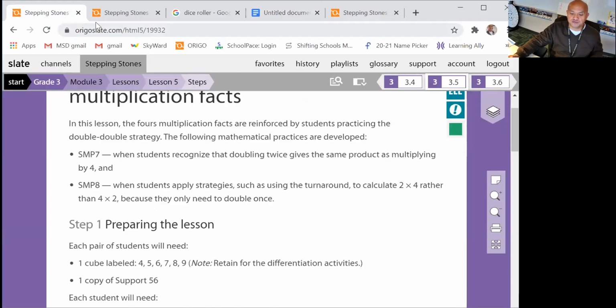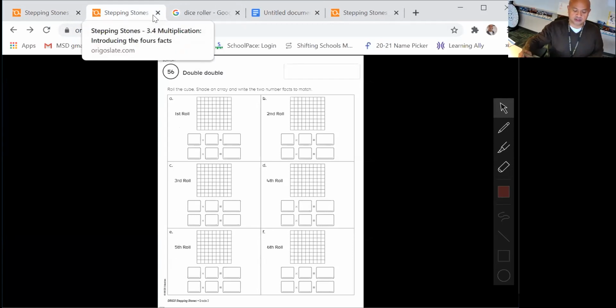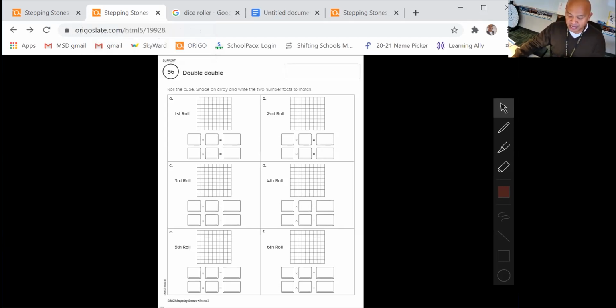Okay. So first, let me flip my board around here. I want to get to this screen here, and I'm going to make a copy of this and put it as a material in your pathway so you can play this also. Now this is called double double. Mr. Rensink talked about it yesterday, the double double method for doing times fours.